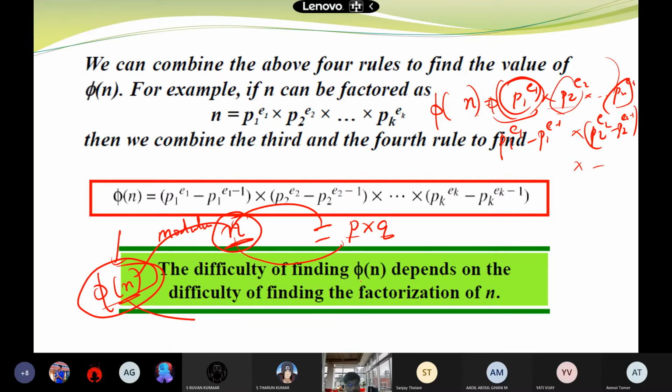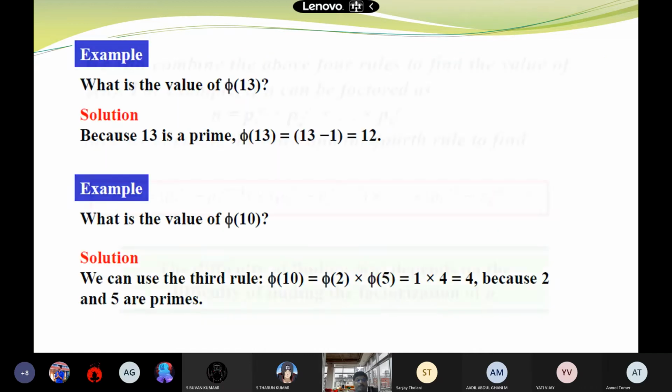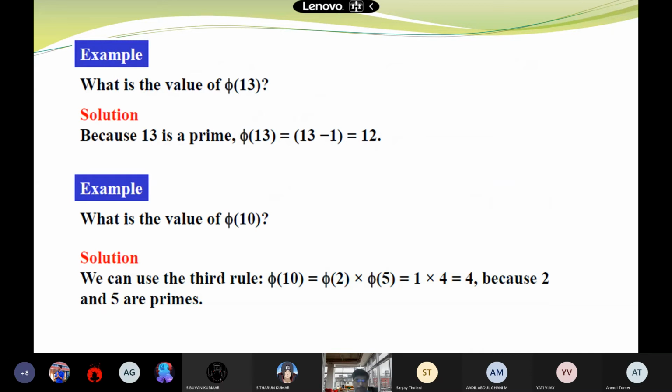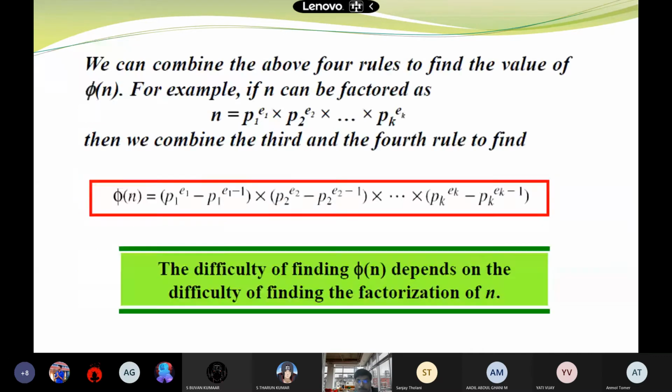So the difficulty of finding phi of n depends on the difficulty of finding the factorization of n. So I should not be able to factorize a given n, in such a way that n is very large. So we will understand this shortly. If you're not able to understand this, don't bother, but let's get on. I'm going to now make you apply all these rules, and I'm going to give you problems.